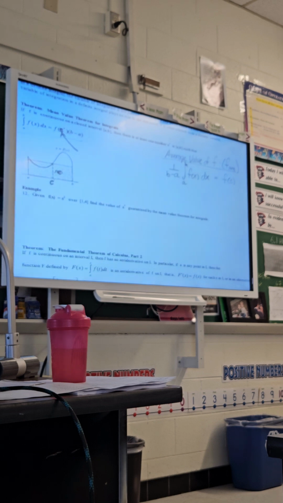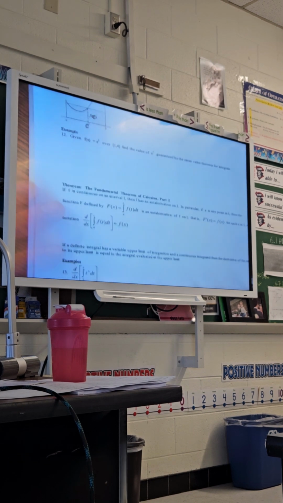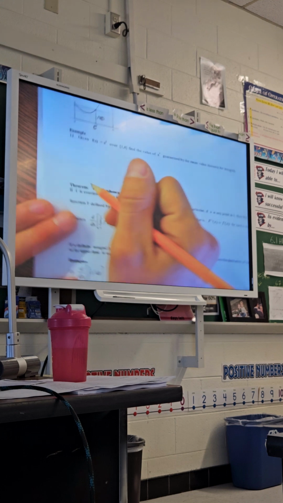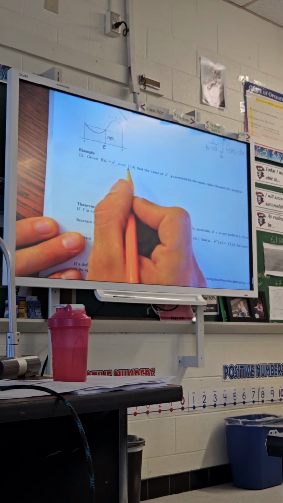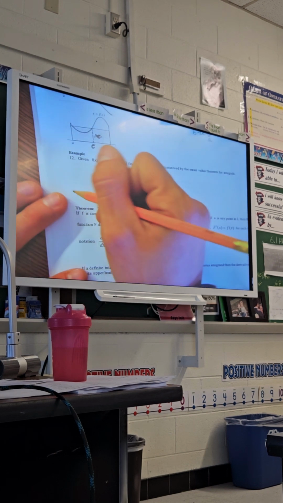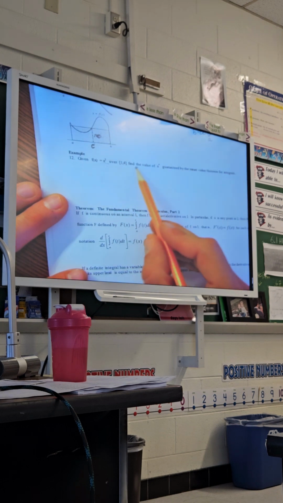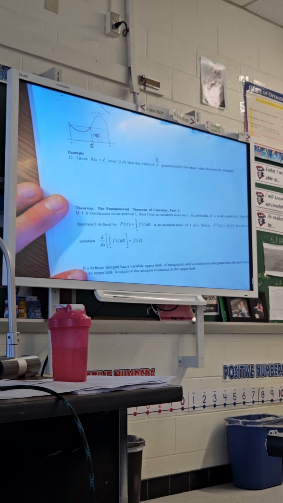Wild. All right, we said a lot of words. Most people might not have taken all that in. Let's do a problem. F of x equals x squared from 1 to 4. Should I draw a picture now or afterwards? After. All right, let's find the value of c guaranteed by the mean value theorem for integrals.